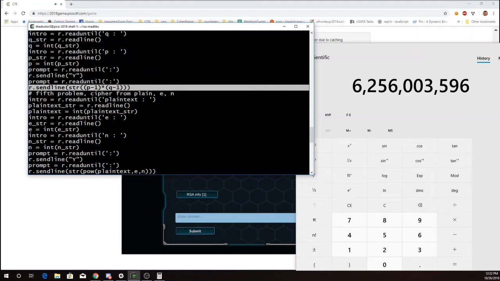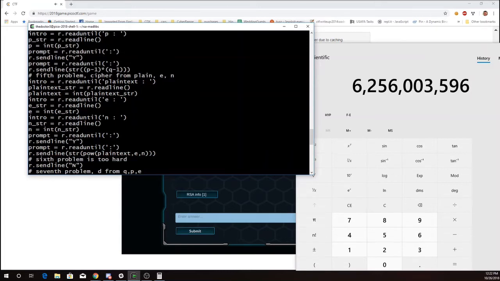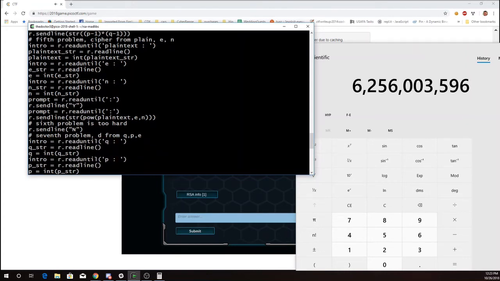Now the fifth problem asks for the ciphertext from the plain text E and N. And so the way we do that is we do what's called a power mod. We raise the plain text to the power E mod N. Fortunately, that's a built-in primitive in Python. I can just say pow plain text to the E power mod N, and I'll compute that.